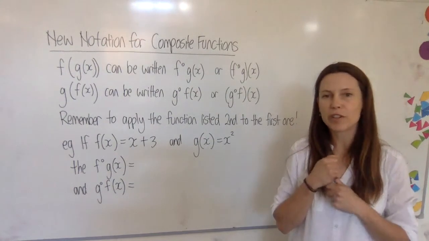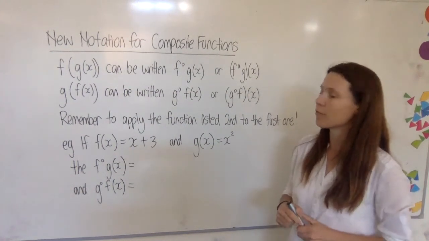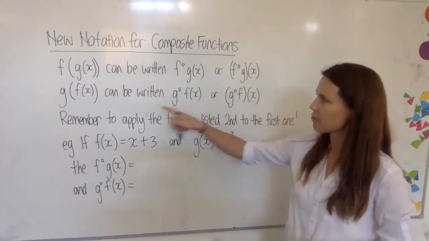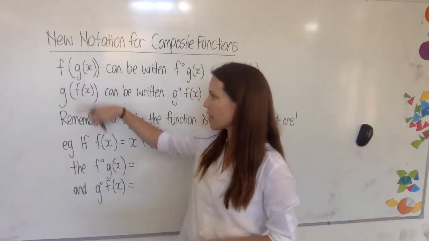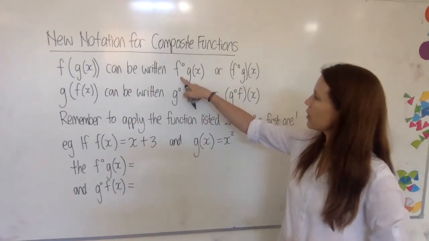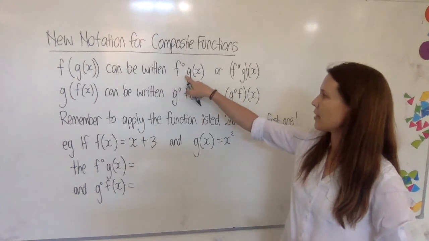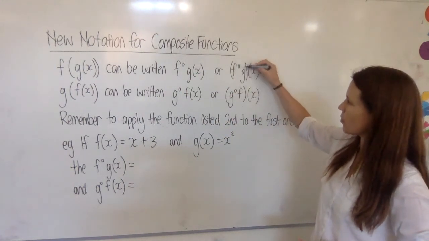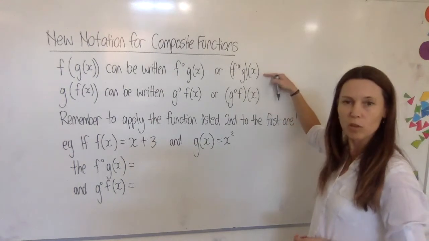Now, while we're learning new notation, we also have new notation for composite functions, which we looked at earlier in the year. So we're already familiar with this f of g of x and g of f of x, but it can be written this way, with a little circle between the f and the g, and it can also be written with brackets around the f circle g, which I think looks a little more confusing.